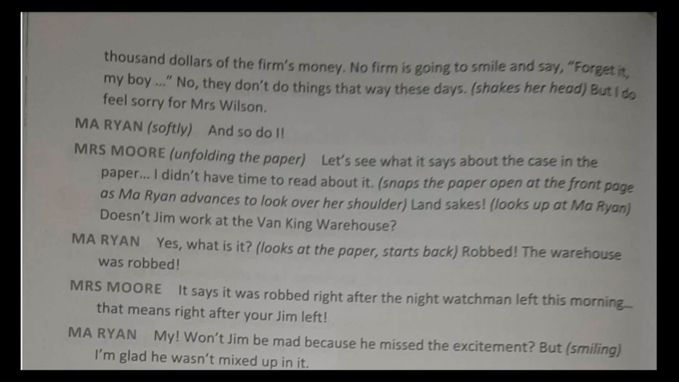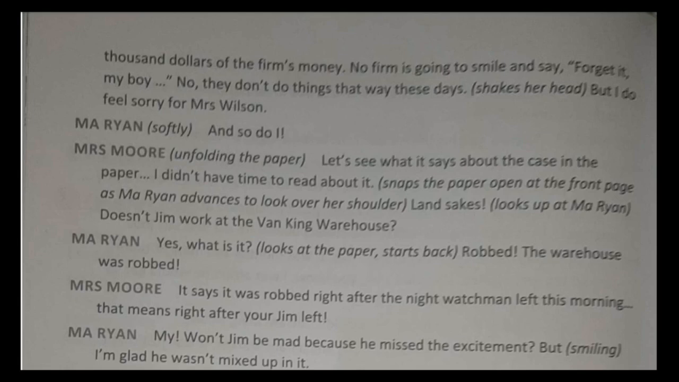Mrs. Moore, unfolding the paper, is now showing something to Marianne. "Let's see what it says about the case in the paper." Now we are going to see what Mrs. Moore reads about Mrs. Wilson's son. "I didn't have time to read about it," she says, snapping the paper open at the front page as Marianne advances to look over her shoulder. "Land sakes," she says, looking up at Marianne. "Doesn't Jim work at the Van King warehouse?" Now the big mystery is going to happen.